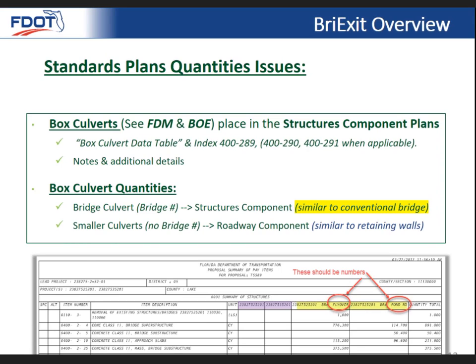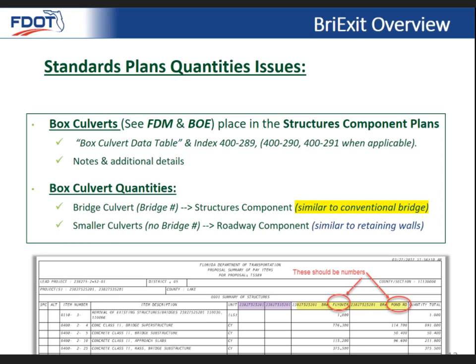If it has a bridge number, then it will automatically be loaded into that particular bridge number with all the other bridge items, and so those quantities would then be summarized in the standard bridge summary of quantities table. So there were some changes to the FDM to identify the particular issues about box culverts. There's more information out there, and there'll be a follow-up bulletin shortly with some additional information, but the procedure's already established out there.